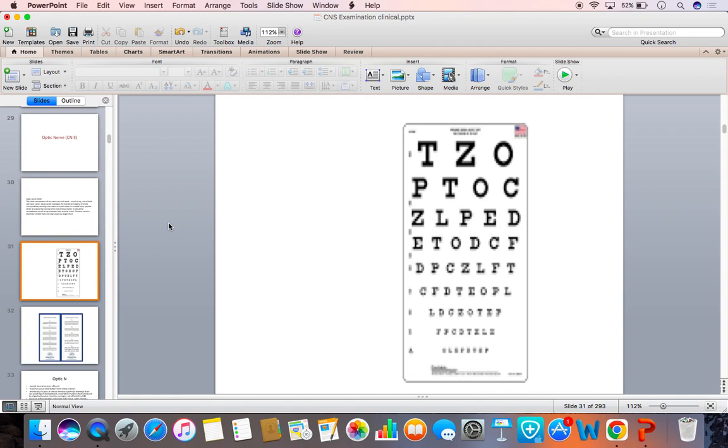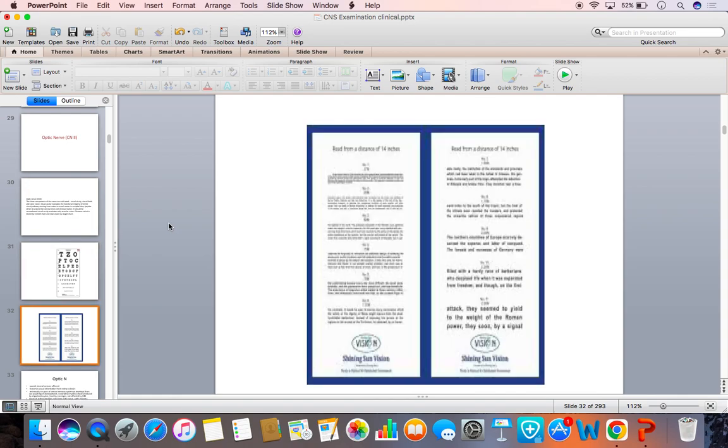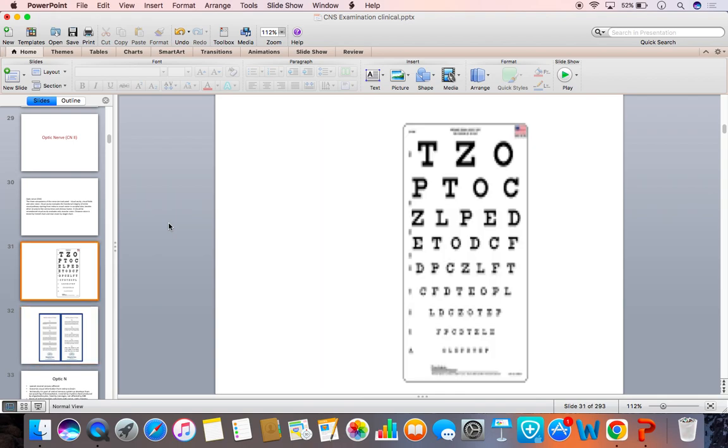So this is the Snellen chart for the distance vision. This is for the near vision. This is for the distance vision.